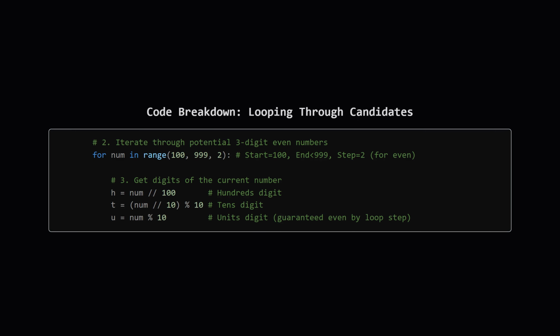Easy peasy. Next we start a loop. This loop goes through potential numbers, which we call num. It starts at 100, goes up to, but doesn't include, 999, and importantly, it steps by 2 each time. This automatically makes sure we only consider even numbers. Inside the loop, for each num we figure out its hundreds digit, its tens digit and its units digit. These calculations just use simple division and the remainder operation, often called modulo, to pick the number apart.